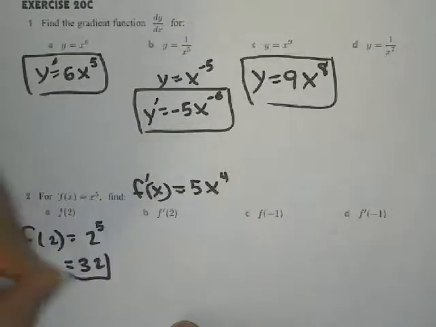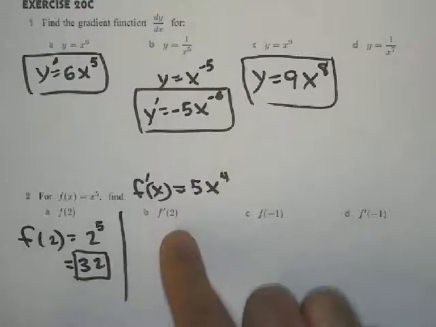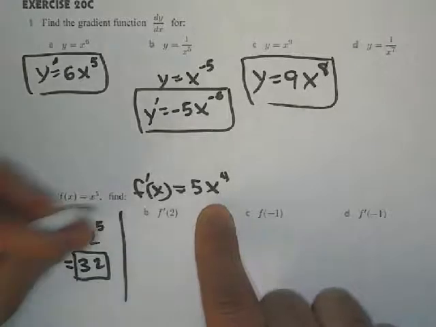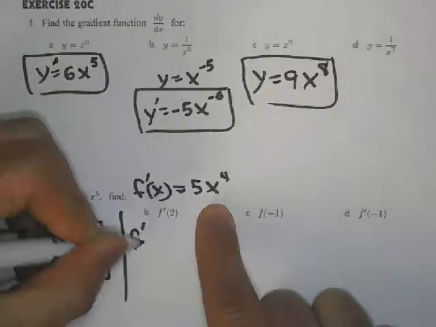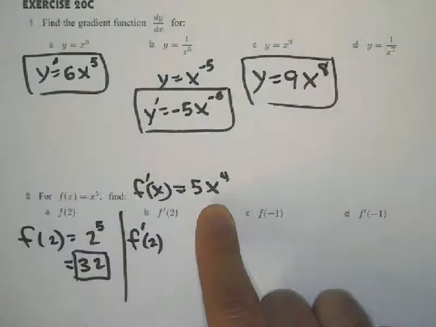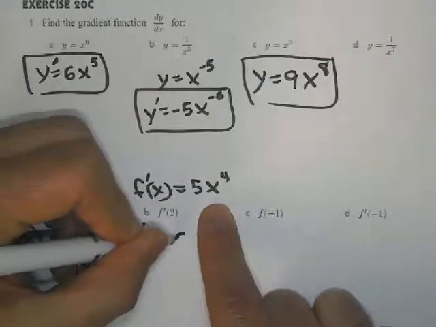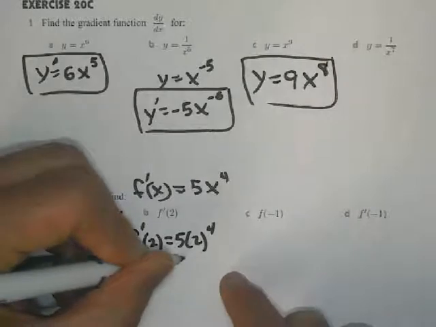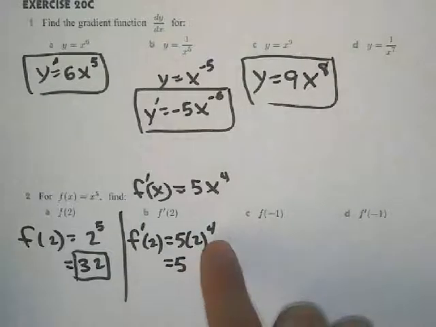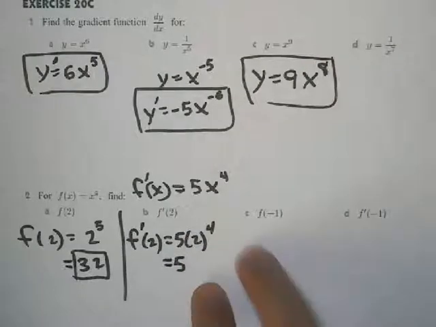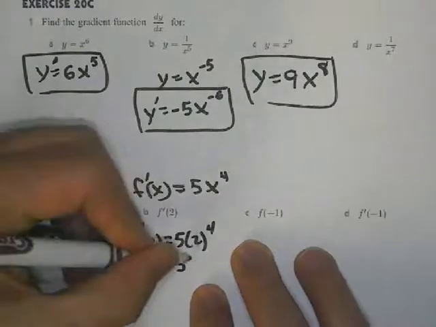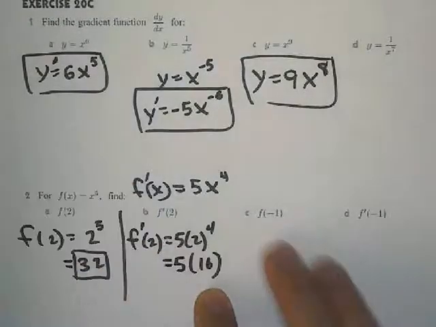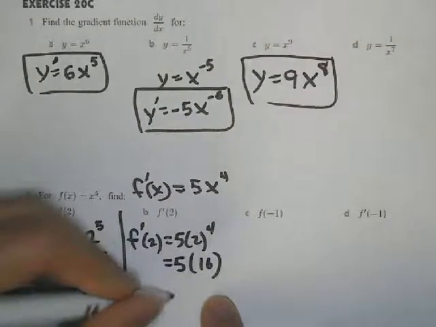Okay. Now, question B. This is where you may be having trouble. What is the derivative? We've got the function right here. And now I'm going to plug in 2 in place of x. So we end up with 5 times 2 to the 4th power. So 2 to the 4th power, 2 times 2 is 4, 4 times 2 is 8, 8 times 2 is 16. Okay, so what is 5 times 16? 80.